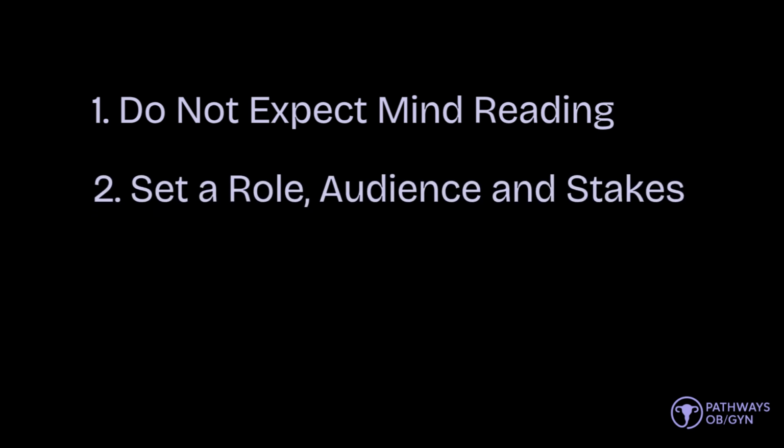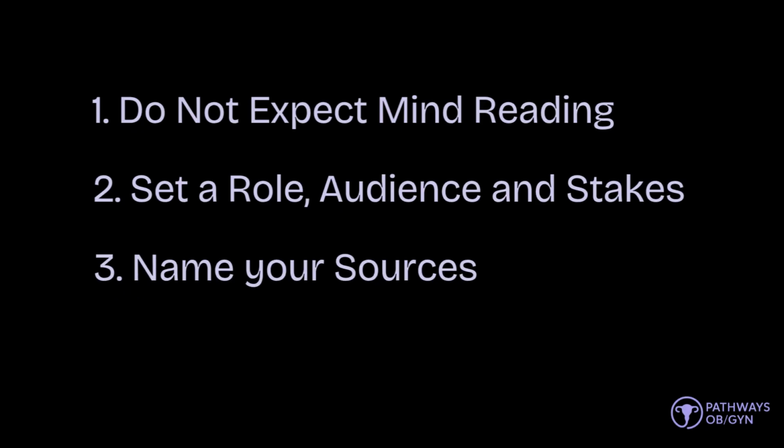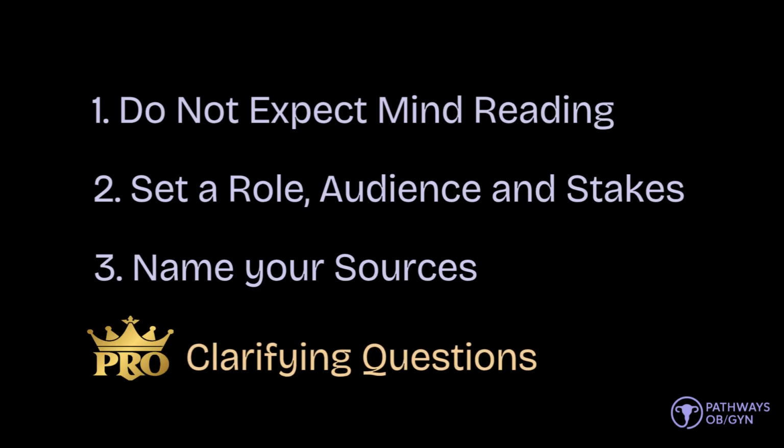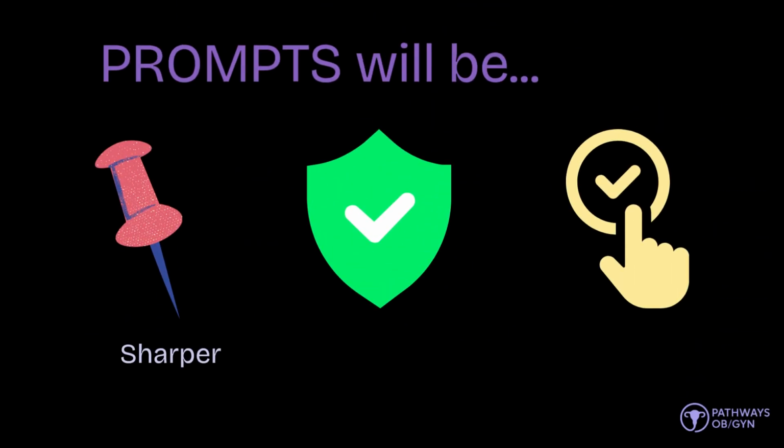Let's wrap up with the action steps. 1. Do not expect mind reading. Give ChatGPT full context. 2. Set a role, an audience, and the stakes. 3. Name your sources and set a recency cutoff. Pro tip: let it ask clarifying questions first. Do these, and your prompts will be sharper, safer, and more useful.